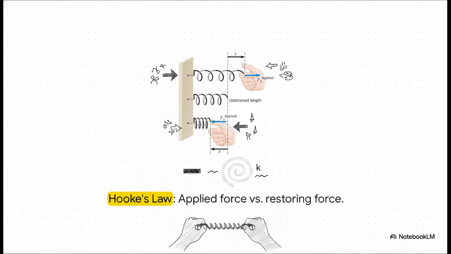Hooke's law basically states that the restoring force equals negative k times x. That k is your spring constant, or basically its stiffness, and that super crucial minus sign just reminds us that the spring is literally always fighting against the displacement.